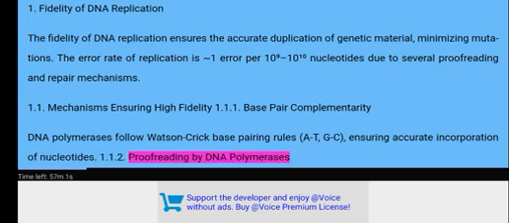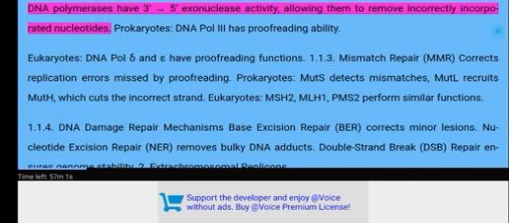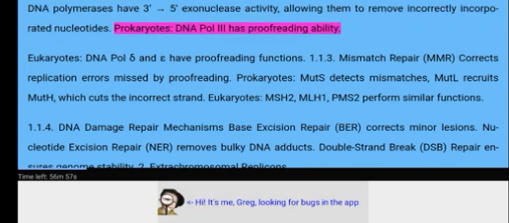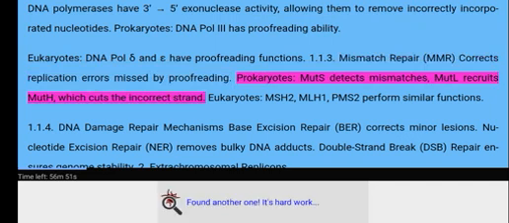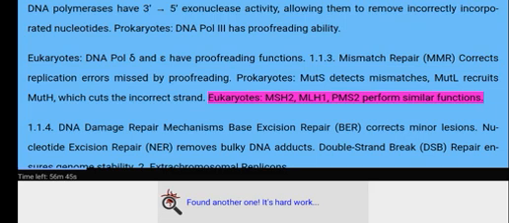1.1.2. Proofreading by DNA polymerases. DNA polymerases have 3' to 5' exonuclease activity, allowing them to remove incorrectly incorporated nucleotides. Prokaryotes: DNA Pol III has proofreading ability. Eukaryotes: DNA Pol delta and epsilon have proofreading functions. 1.1.3. Mismatch repair, MMR, corrects replication errors missed by proofreading. Prokaryotes: MutS detects mismatches, MutL recruits MutH, which cuts the incorrect strand. Eukaryotes: MSH2, MLH1, PMS2 perform similar functions.